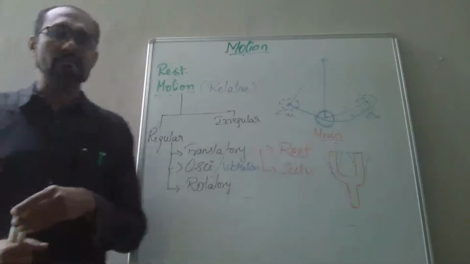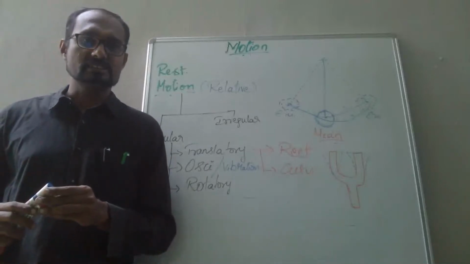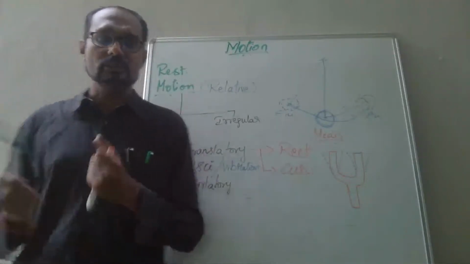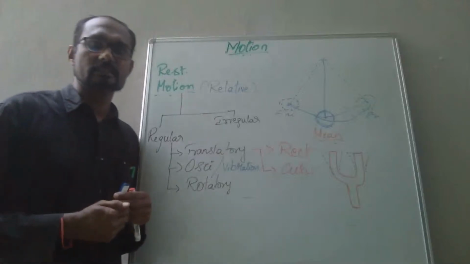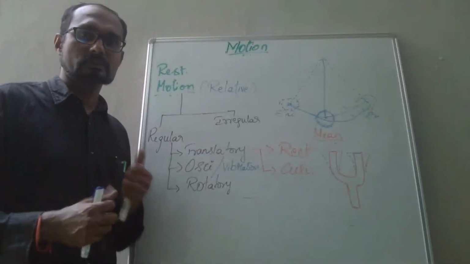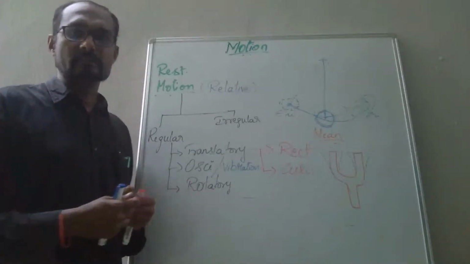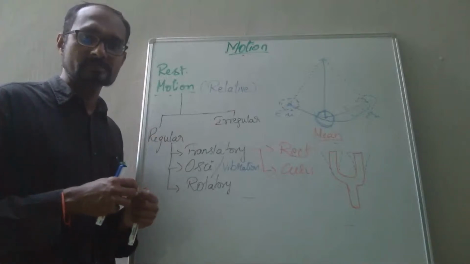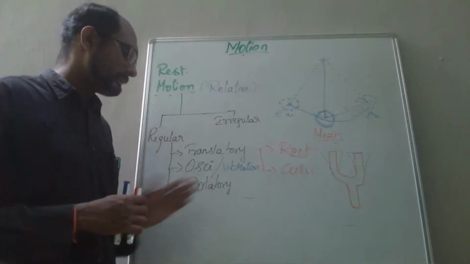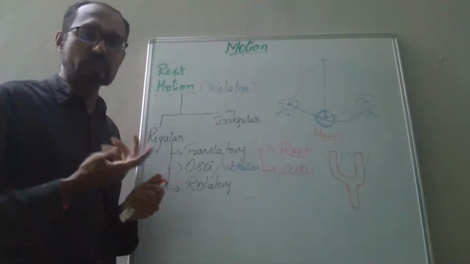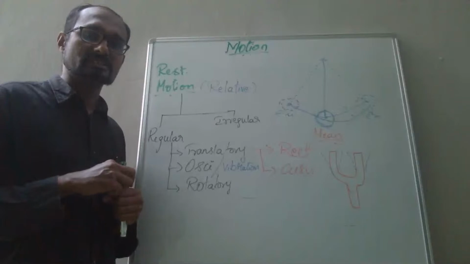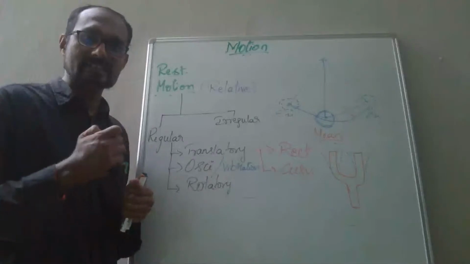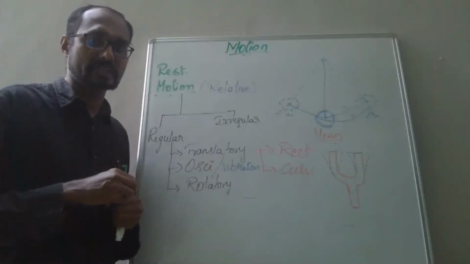Now coming to rotatory motion. Rotation means spinning about its own axis. In your lower class geography, you must have learned that Earth undergoes rotation as well as revolution. Revolution means moving all around the sun in a specified path called orbit, and rotation means Earth spins on its own axis. That is called rotation. If a body is spinning about its own axis, then we say it is rotatory motion.